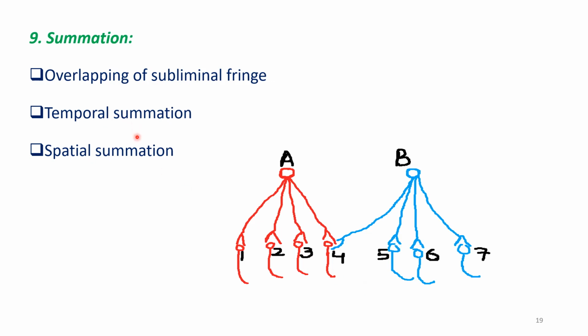We have two types of summation. Temporal summation is when subthreshold stimuli are separated in time, and repeatedly we give stimuli one after the other, and they summate. The second type is spatial summation, when multiple subthreshold stimuli are given simultaneously and they summate, because the EPSP becomes stronger and goes above the threshold level and a response can be generated.